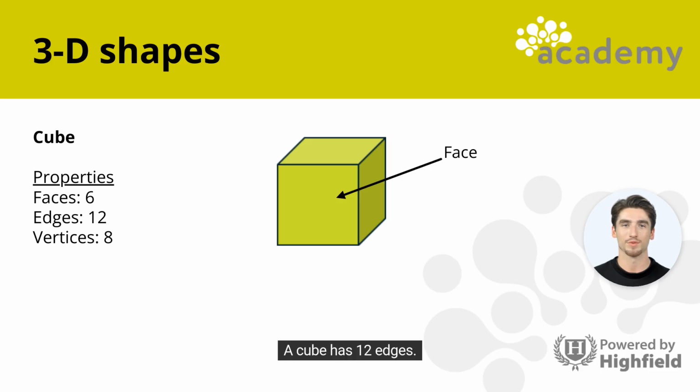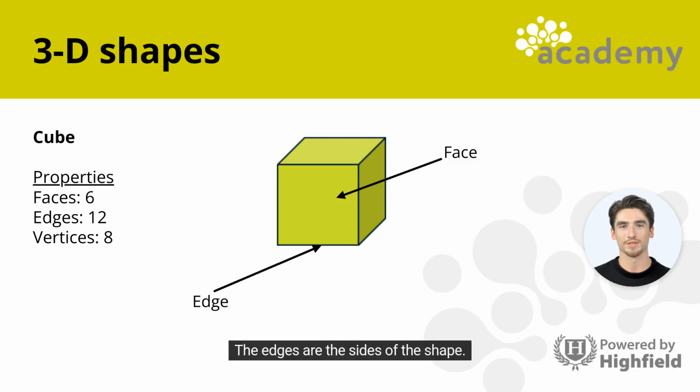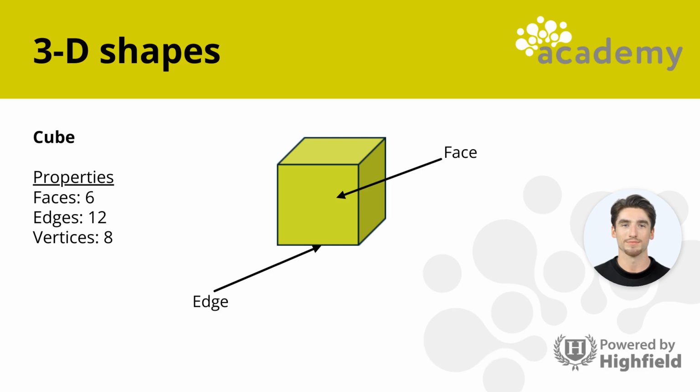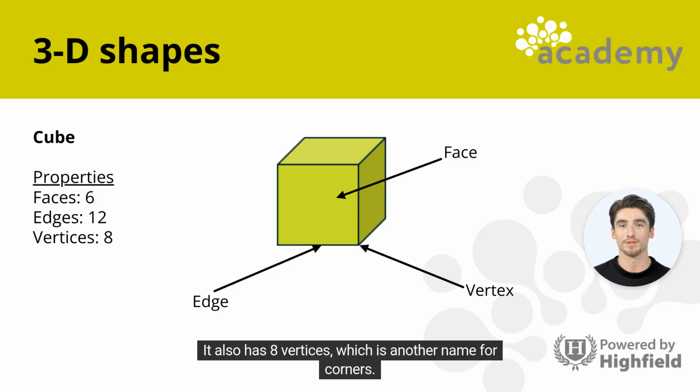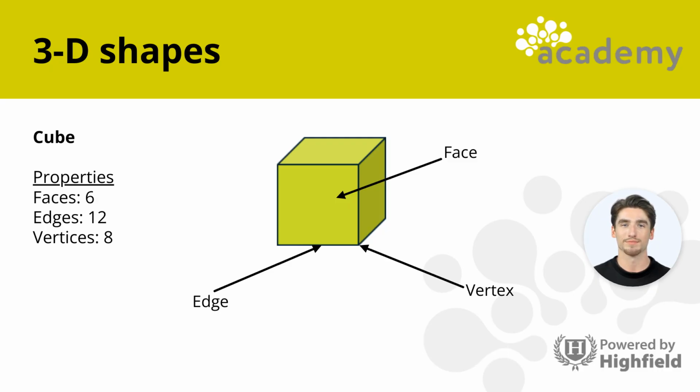A cube has 12 edges. The edges are the sides of the shape. Edges are the straight lines where 2 faces meet. It also has 8 vertices, which is another name for corners.